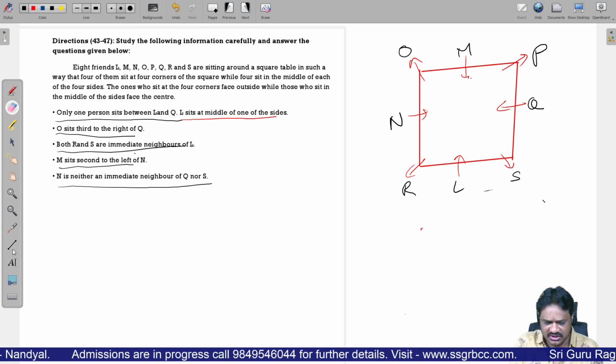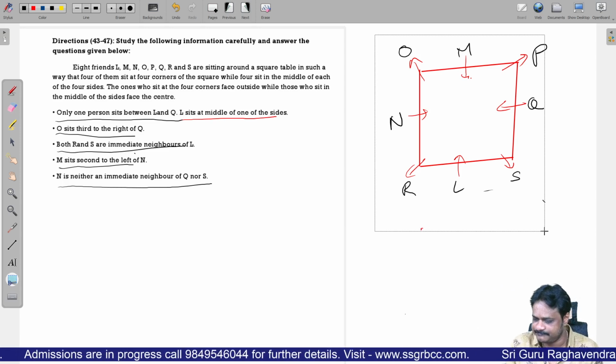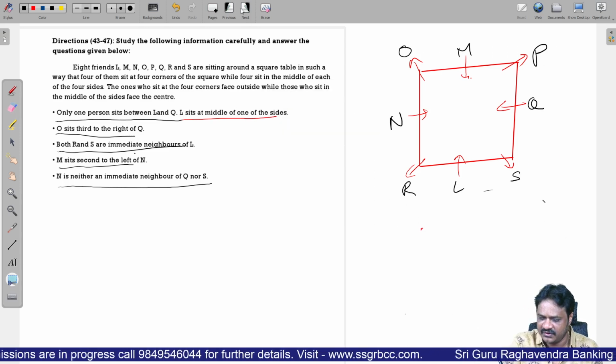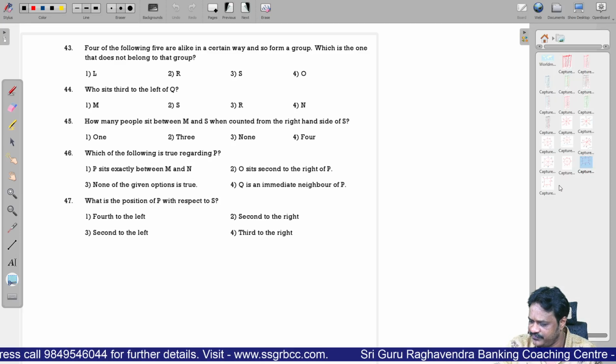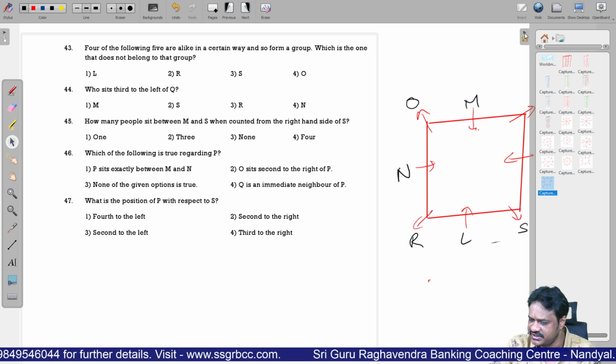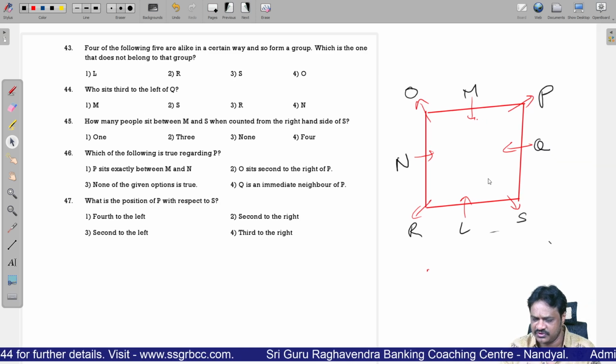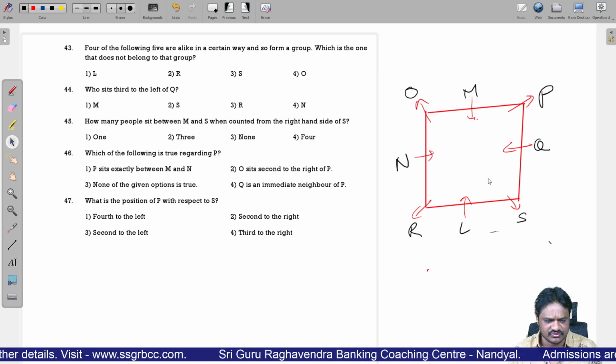Now, let us answer this one. 4 of the following 5 are alike in a certain way and hence form a group. Which is the one that does not belong to the group?